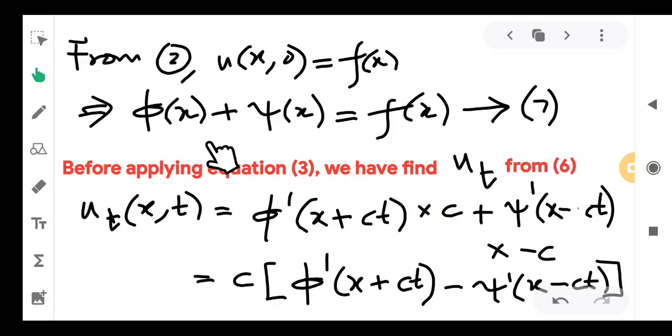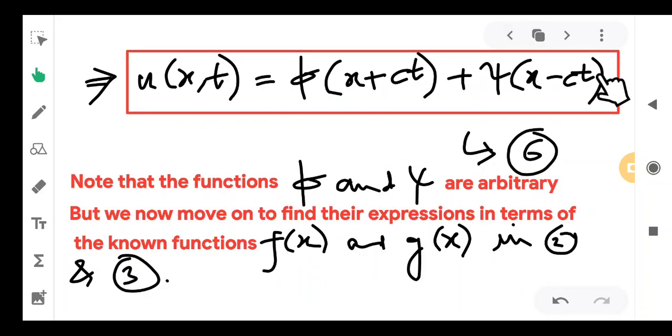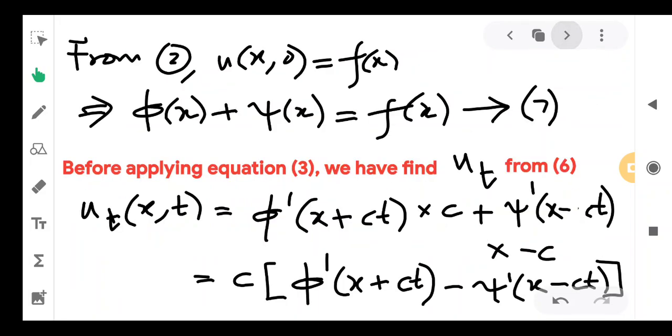Now the second condition is u_t(x,0) is equal to g of x, but you have to differentiate u with respect to t. Therefore, u_t(x,t) will be equal to phi dash of (x plus ct) into the derivative of this with respect to t, which is c, and for psi, psi dash, the derivative of (x minus ct) is minus c. Therefore, c is common. So it is c times phi dash of (x plus ct) minus psi dash of (x minus ct).